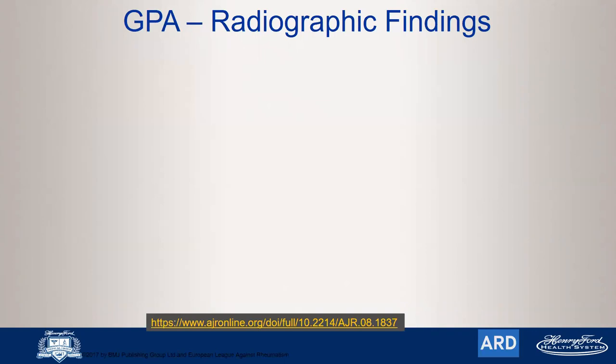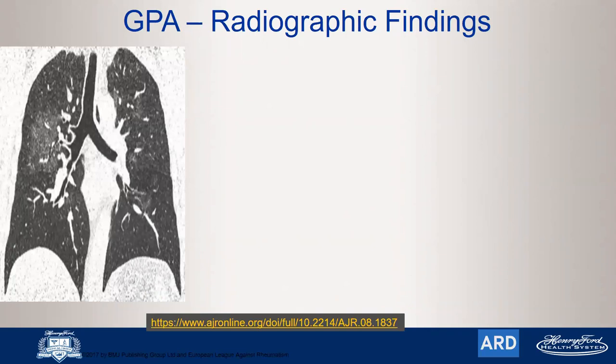Okay, so what does GPA look like? One of the criteria was the radiographic findings. So what does it look like on imaging? What do you see here? I'll tell you, this is a 42-year-old female who has GPA. What do you see here? And what would you say the distribution is for the ground glass? Centrilobular. So you see more centrilobular ground glass opacities. A little bit more subtle on the left, but you can definitely see it on the right. And that's from the hemorrhage; this patient had alveolar hemorrhage.